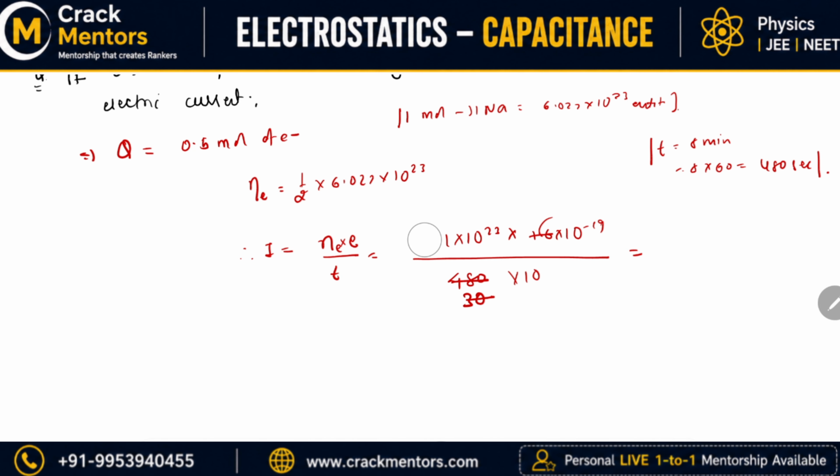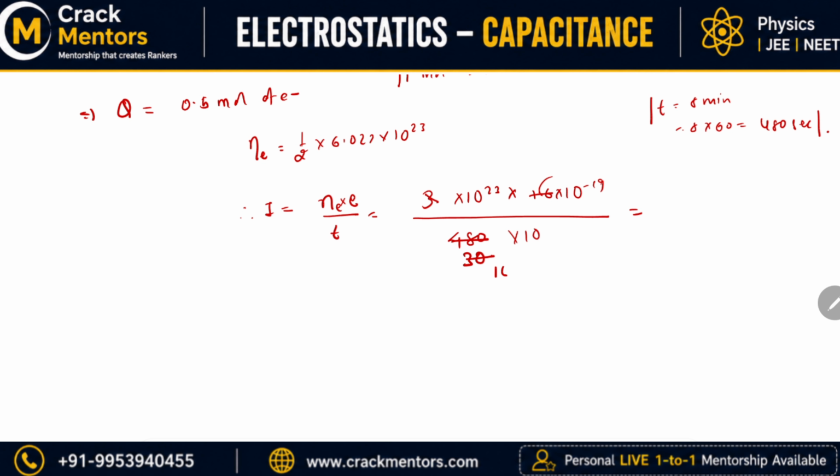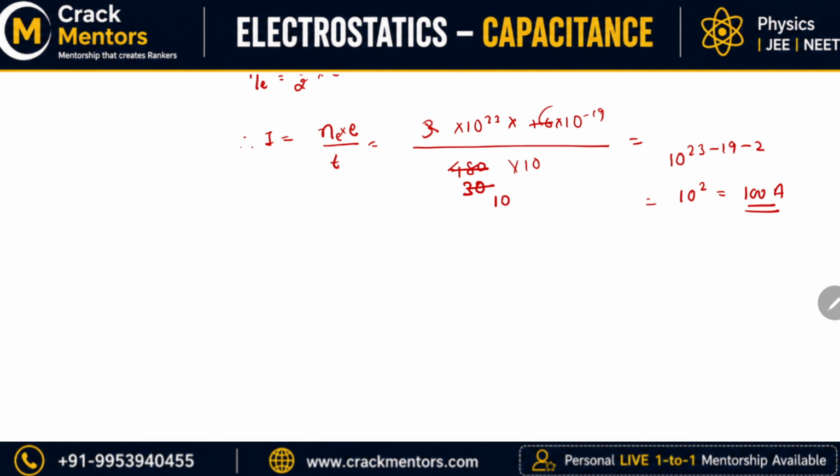If I just simply keep it 3 for the sake of a good answer, this comes to be 10. So this is equivalent to 10 to the power 23 minus 19 minus 2, that is equal to 10 to the power 2, which is equal to 100. So 100 ampere of current has been flowing through this wire, almost 100. Okay, I hope you got it.